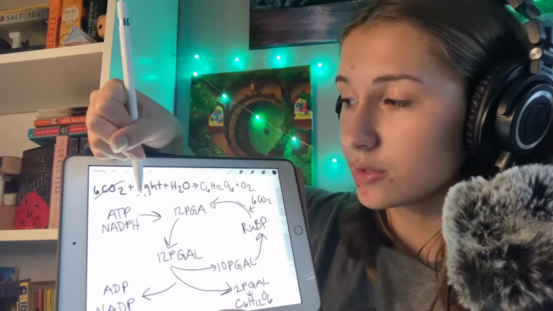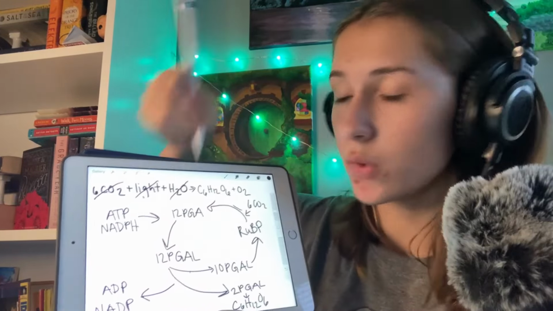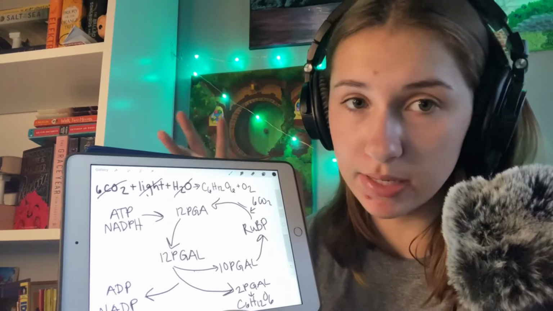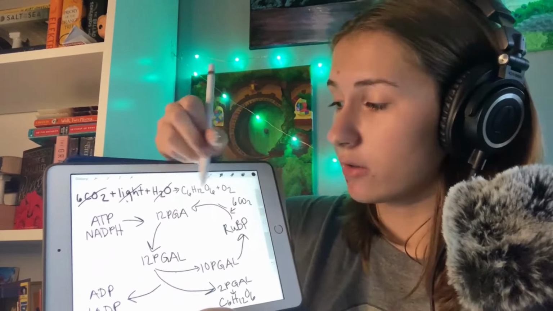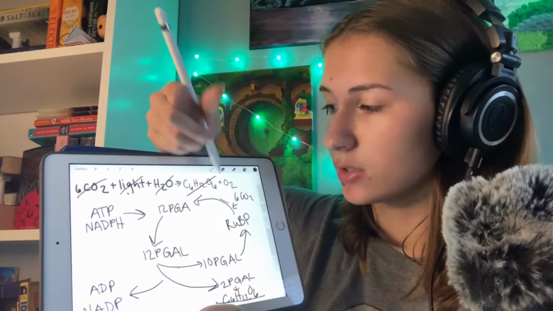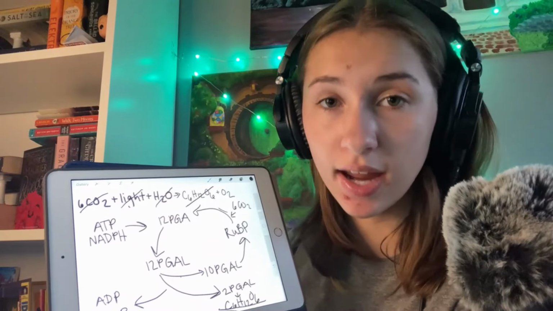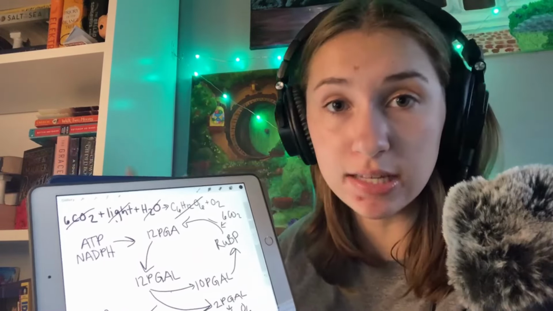Our light was used in the light dependent reaction to excite the electrons, and our H2O was broken up in the light dependent reaction. What have we gotten out of it? Well, we made glucose right here. So we've made glucose, and we made oxygen when we were doing hydrolysis in the last equation in our light dependent reaction.